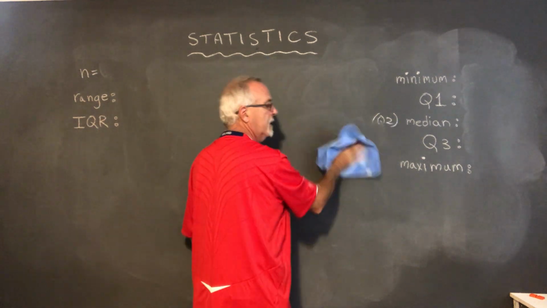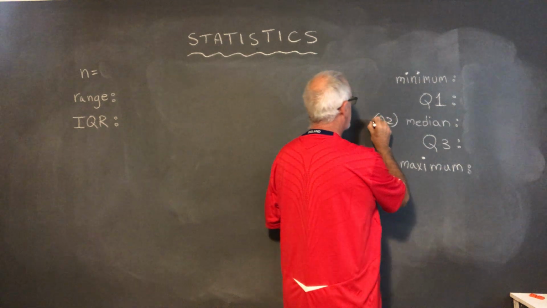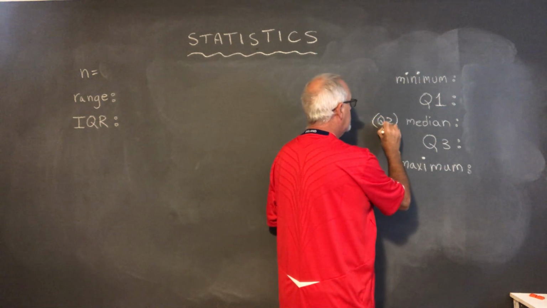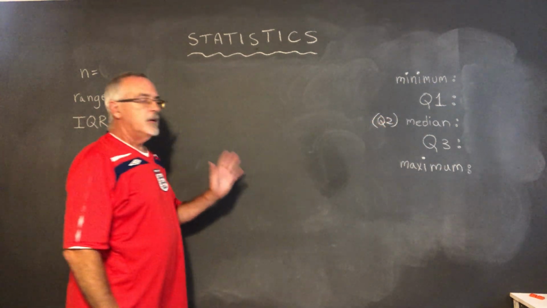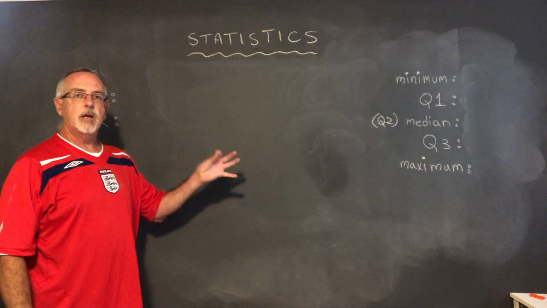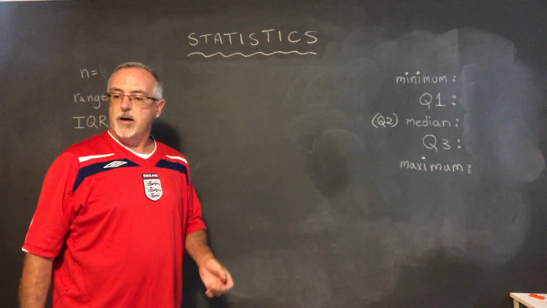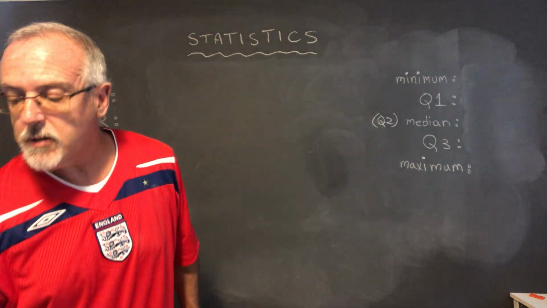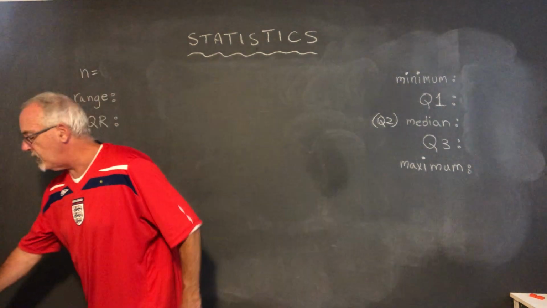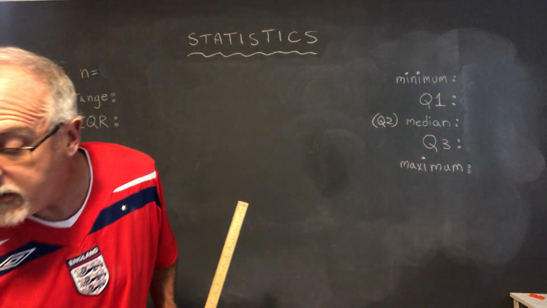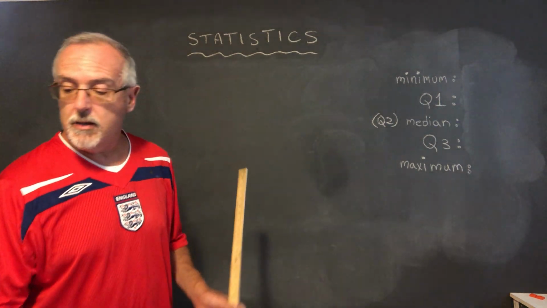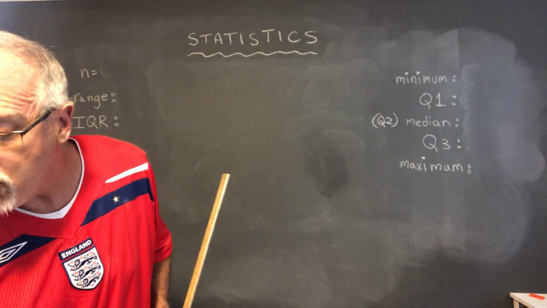Nope, I won't erase that little Q2 in brackets. I think that's still useful to remind the students that yes, Q2 is a new thing, but it isn't a new thing. It's the median. Q2 and the median are the same thing. Okay, now I'm going to draw this box plot, and again, I'm going to try to reproduce it the way it is on this sheet in case there are students who are looking at this sheet, so they don't have to go and try and draw it.